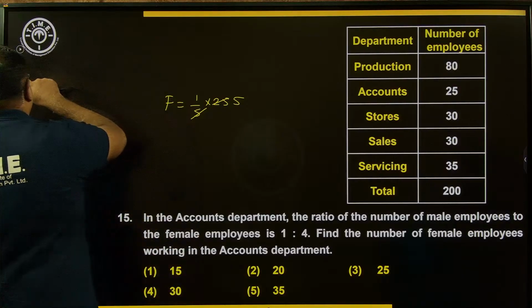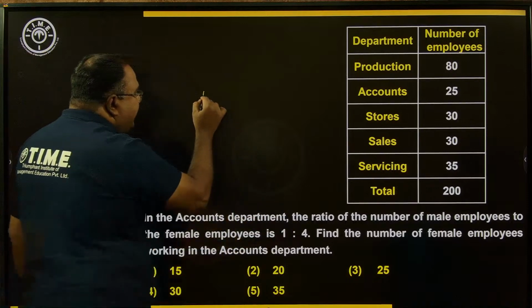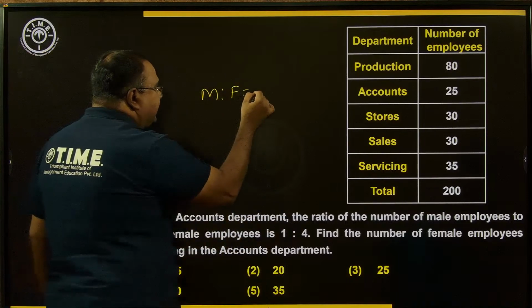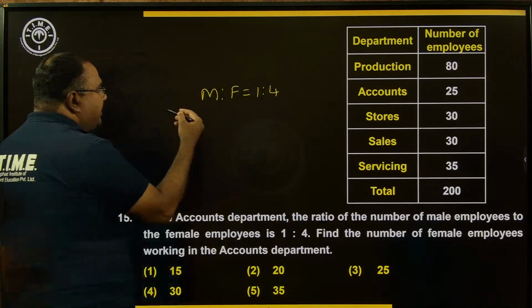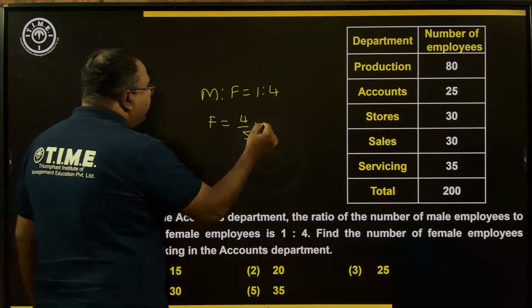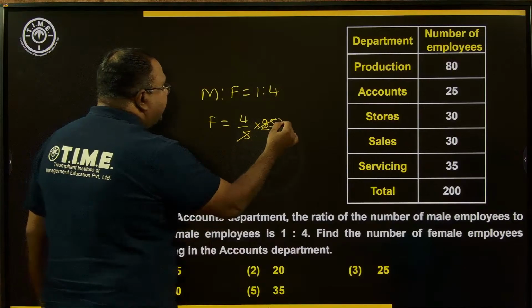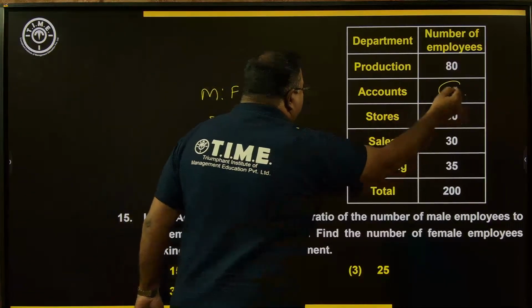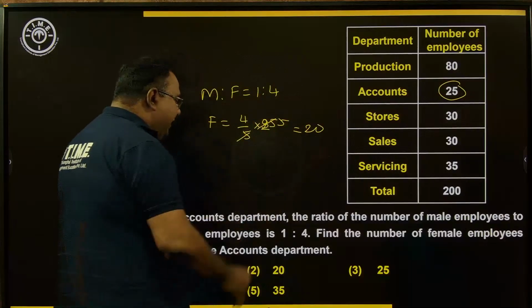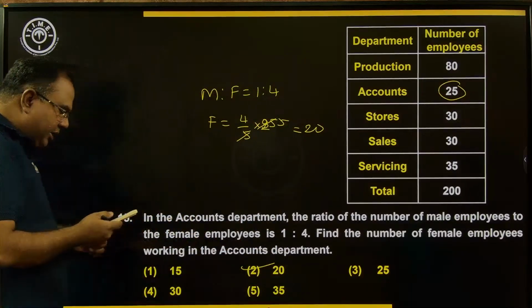My mistake, sorry. He is asking the ratio male to female is 1:4, and he is asking you females. I thought it was females to male. So females will be 4/5 into accounts department, 25. Sorry. In accounts we have 25, so 5 goes 5 times. 5 into 4, 20. 20 is present in choice 2. Now we have seen, right, 20.